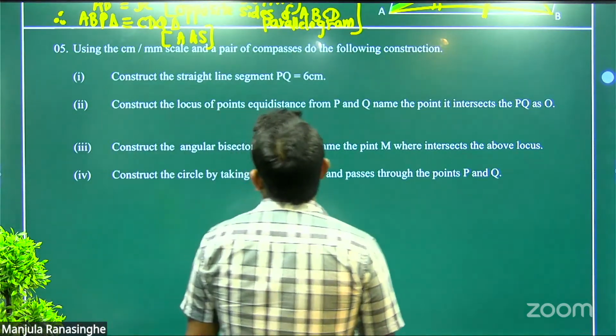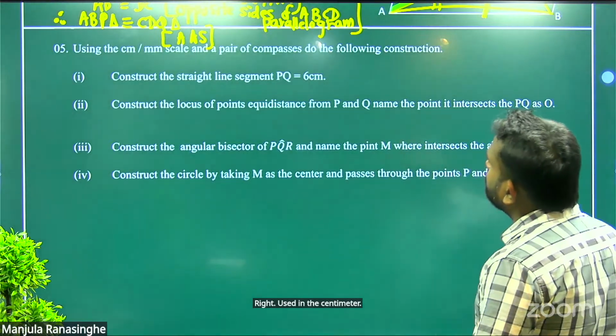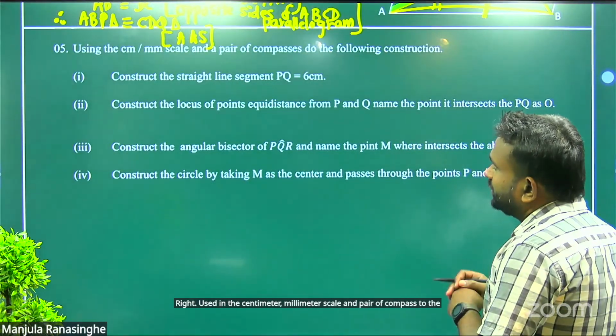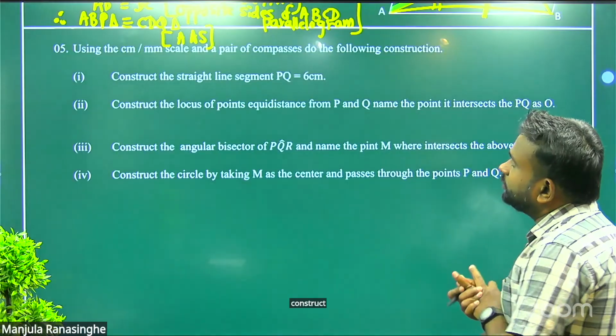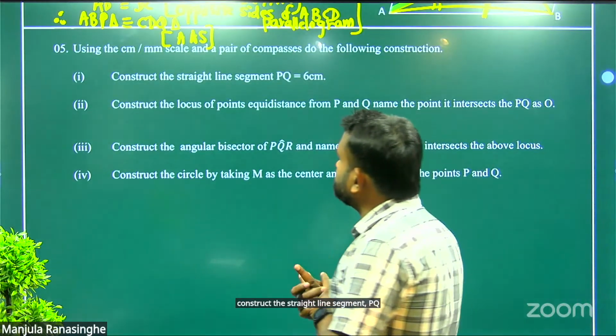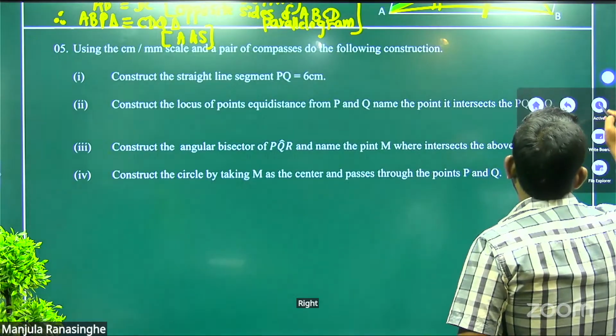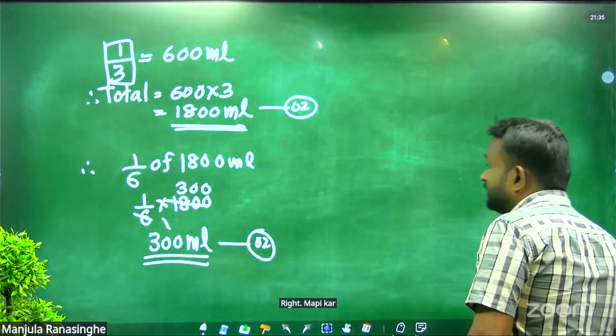Using the centimeter millimeter scale and a pair of compasses, do the following construction. Construct the straight line segment PQ equals 6 centimeters. On the board, see there.